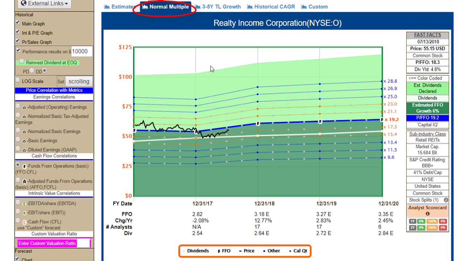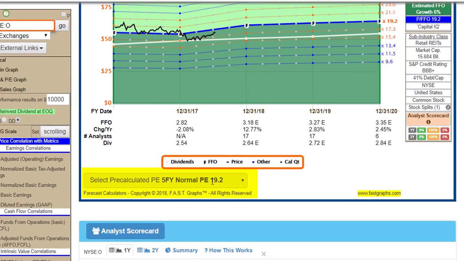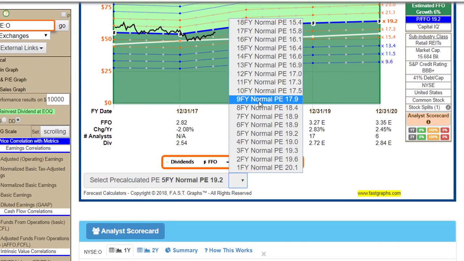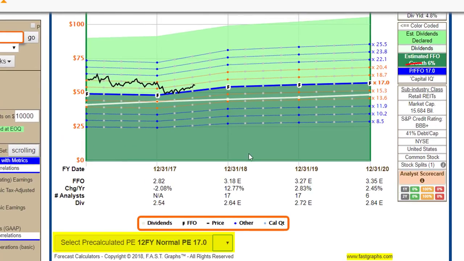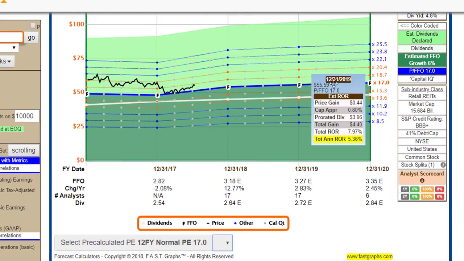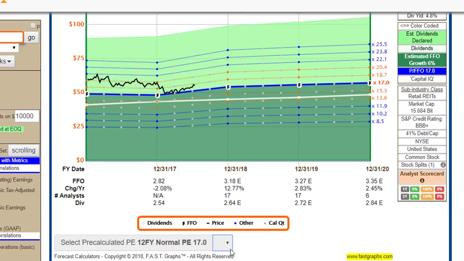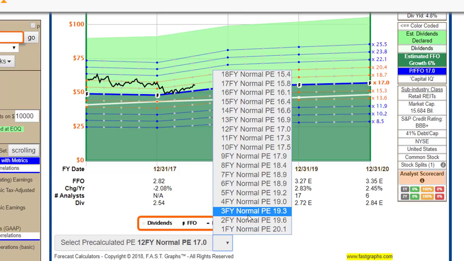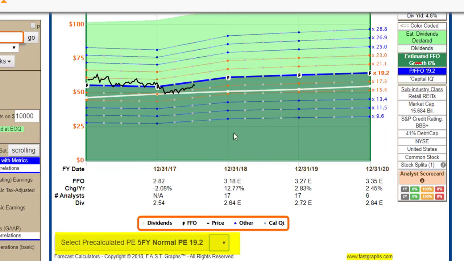But I then want to take a look at normal multiples. If I'm using the normal PE ratio that's existed for the last decade or so, it's somewhere around 17. To be conservative, I'm going to use 17 as my normal price to FFO. If that were the case, the rates of return on Realty Income would at least be positive. If you go to the more recent 5-year normal PE, it's 19.2, and that would be very attractive.